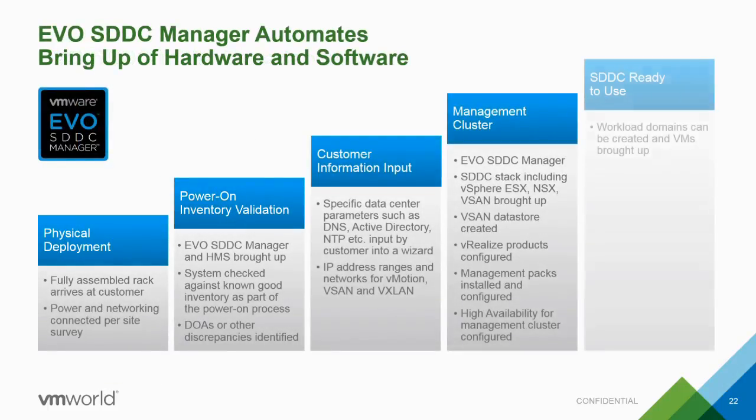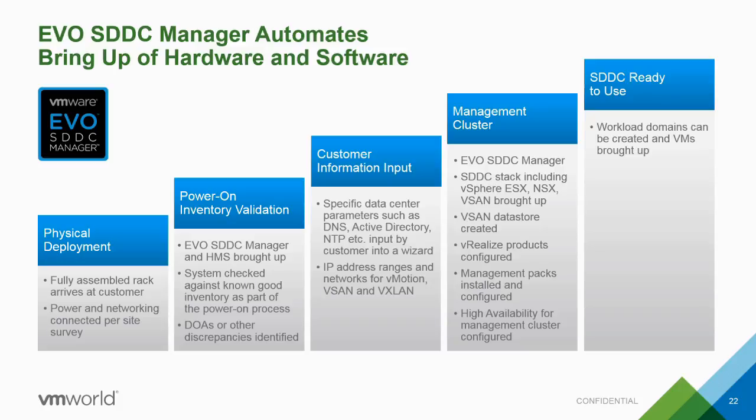So in terms of EVO SDDC Manager's function in this process, the first thing, as I said, is the fully assembled rack arrives. It gets cabled up, connected. On power on, we do inventory validation. We bring in the hardware management service and EVO SDDC Manager. We check the system against all the good inventory. All the DOAs and others are removed. You provide that information to the customer so they can be replaced.